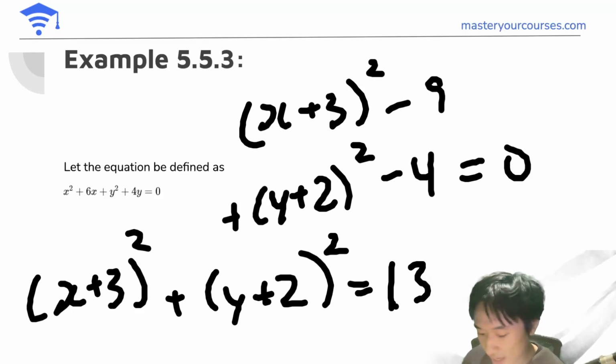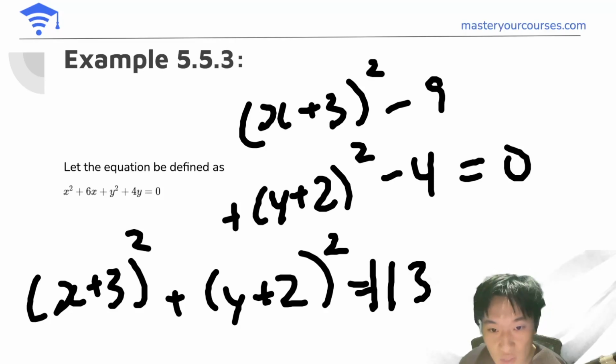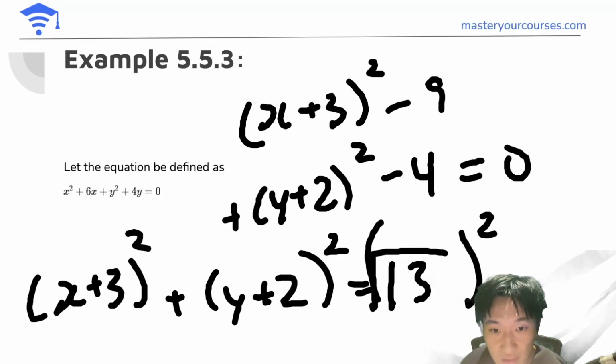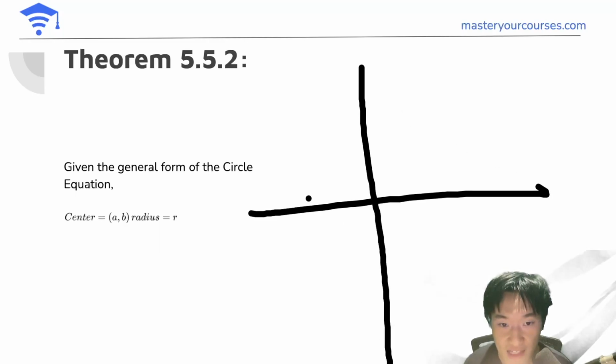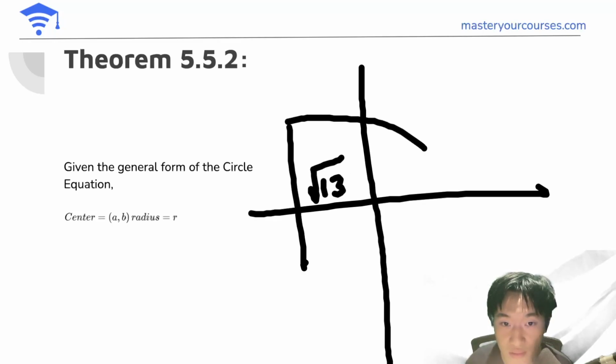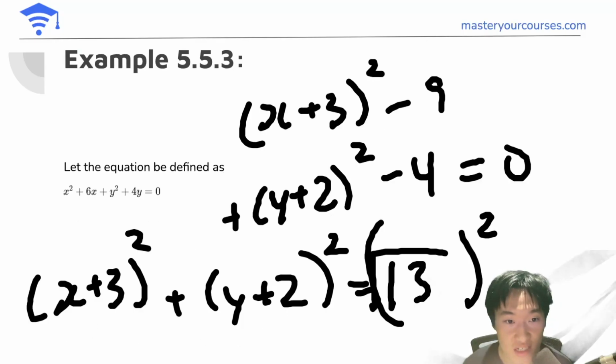Right. So now we have the general form of the circle equation. Technically you would have to do square root of 13 squared. Now, what does that tell us? Well, this equation is describing a circle centered at minus 3, minus 2, around here, with radius square root 13. Sorry for my lopsided circle. But as you can see, this equation gives us the information for the center. What's the center for the x value? Minus 3. How about y? Minus 2, because that then equates to 0.